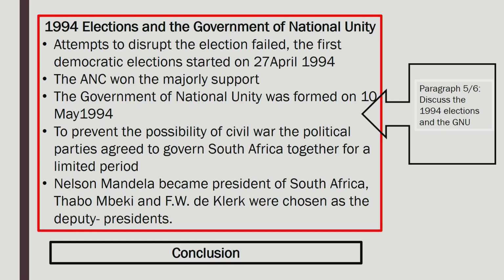So there were attempts to disrupt the election, but they failed. The first democratic elections start on the 27th of April, 1994, and we know that those elections are held over 2 days. The ANC won the majority of support. The Government of National Unity was formed on the 10th of May, 1994. To prevent the possibility of a civil war in the country, though, the parties agreed to govern South Africa together for a limited period of time. Nelson Mandela, in the forming of the Government of National Unity, becomes the President of South Africa, and Thabo Mbeki and F.W. de Klerk are chosen as his deputy presidents.